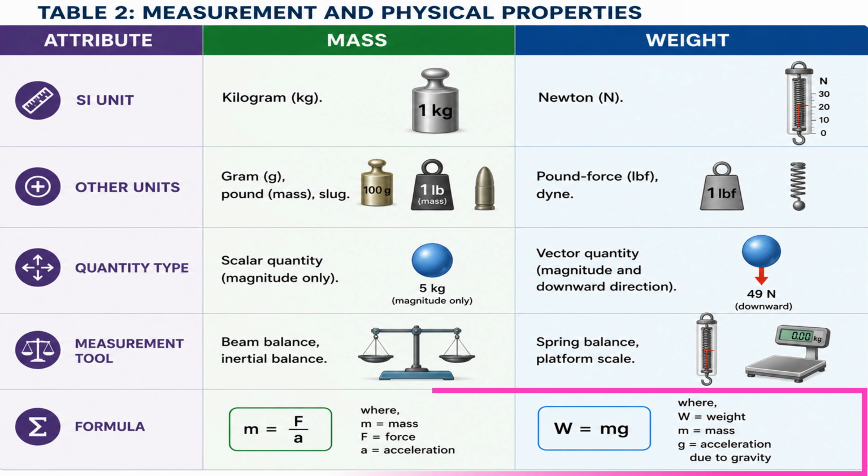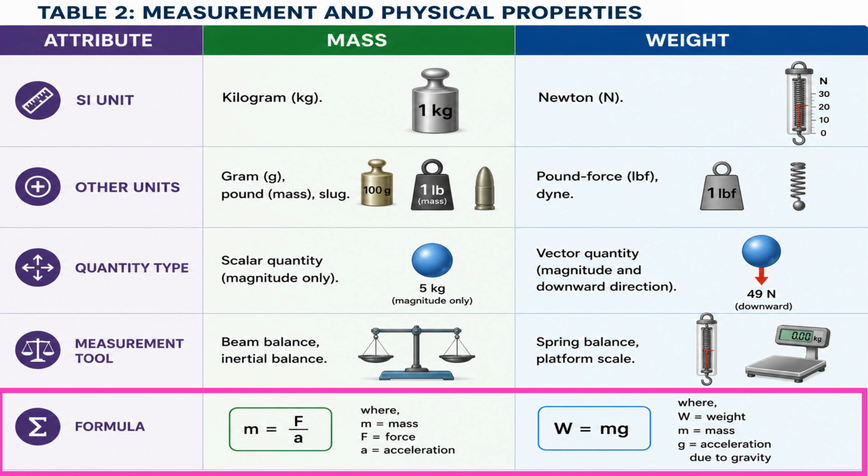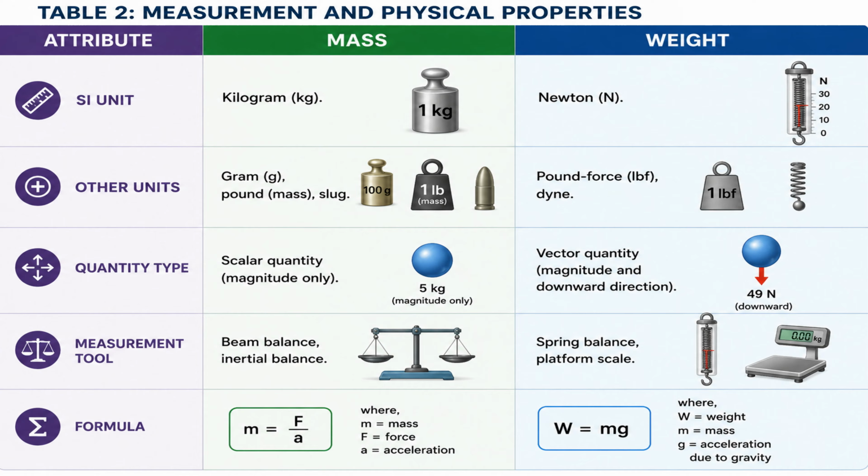Formula. Mass can be calculated using mass equals force divided by acceleration, or m equals F/a. Weight is calculated using weight equals mass multiplied by gravitational acceleration, or W equals mg.